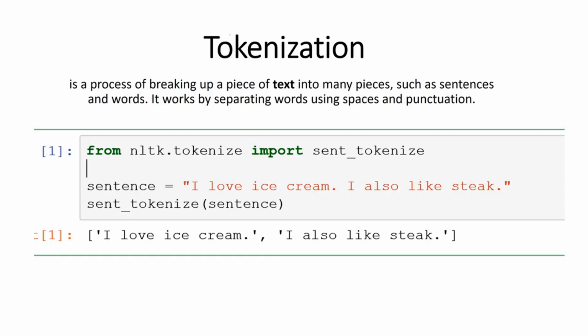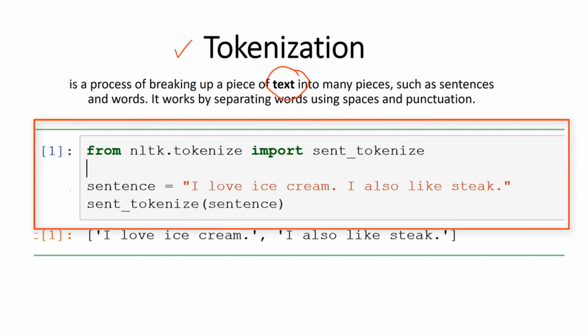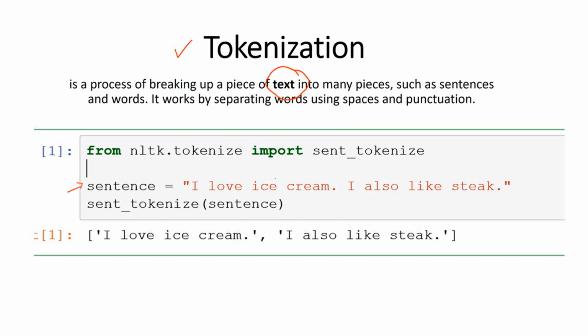All right, in this lecture, let's talk about what tokenization is. Tokenization is very easy to define and understand. It's more difficult to implement. So it's the process of breaking up a piece of text, now that's the key word, into many pieces. Down here, you'll see this is actually an example of tokenizing a paragraph because we have two sentences.